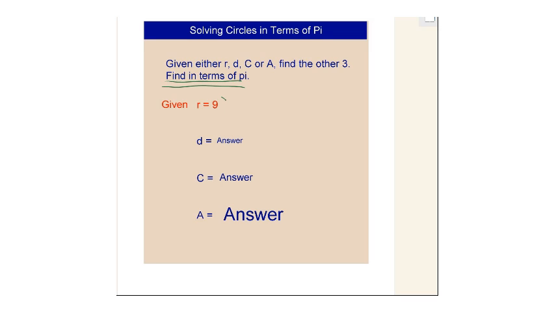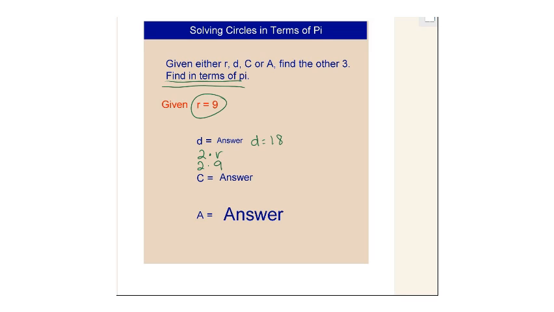First of all, we're given that r equals 9, and we're going to figure out what the diameter, the circumference, and the area are based on that information. Well, we know that diameter is twice radius. Therefore, our diameter is 2 times 9 in this example, so our diameter is 18. We don't have a unit, so we can just leave 18.